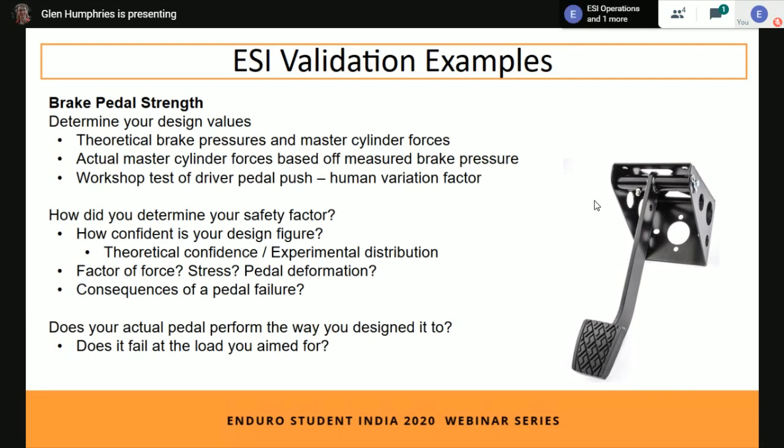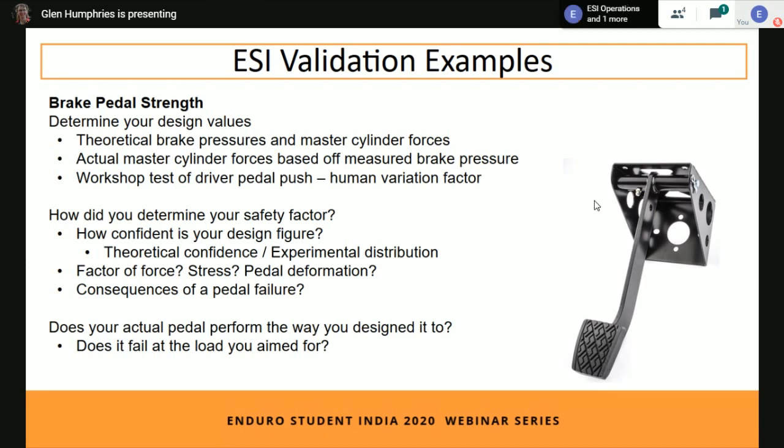However, you've got human variation factor. So obviously we're still trying to measure this based on a load cell or putting a set of bathroom scales in front of a driver and getting them to go nuts. But you get human variation factor.